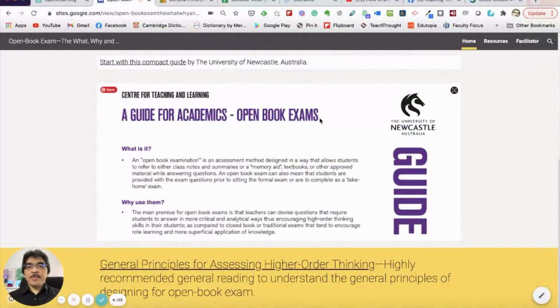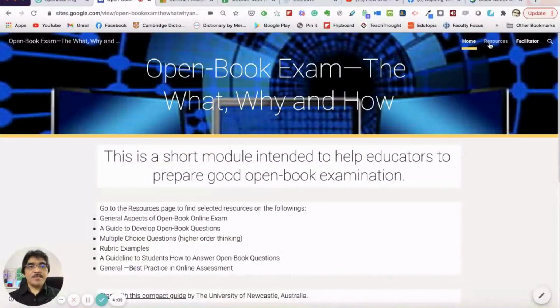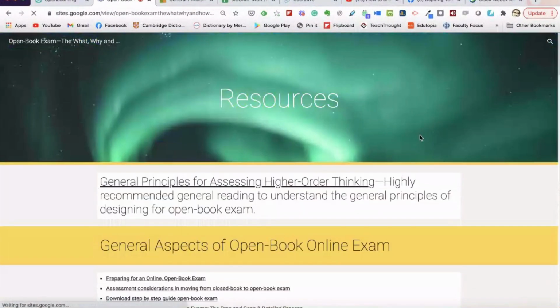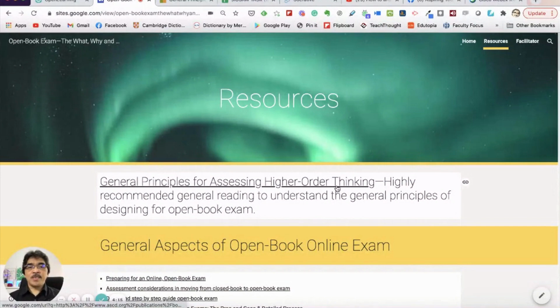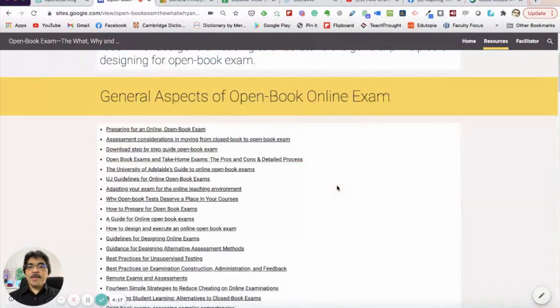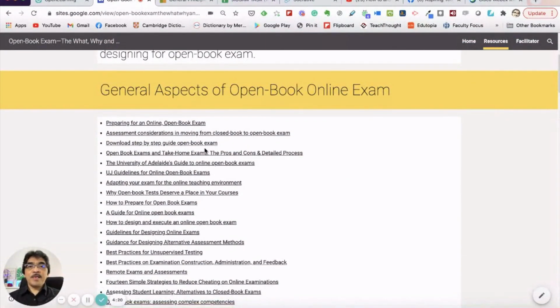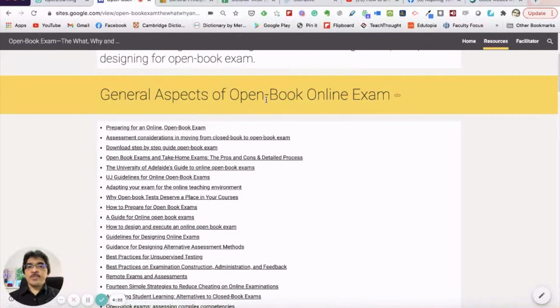Okay, so you can find all the resources under this page, Resources. And again, this is the one that I mentioned just now. Start with the general read about the general principles for assessing higher order thinking. Then I have a list of selected resources on the general aspects of open book online exam.